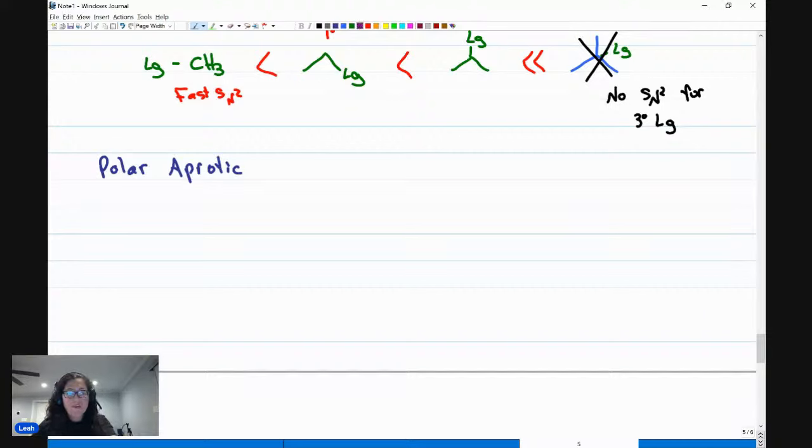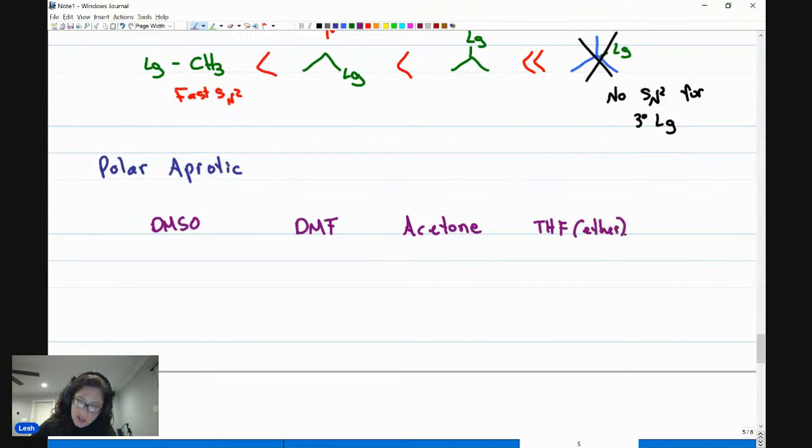The polar aprotic solvents that you should memorize for this class are DMSO. If you're taking the ACS exam, let me know, put ACS in the comments. DMSO is dimethyl sulfoxide. ACS students, you have to know all these structures. DMF is another common one, dimethylformamide. Acetone is just a small ketone. THF is a common ether, but in general, ethers will do. And acetonitrile is another one, although I am out of room.